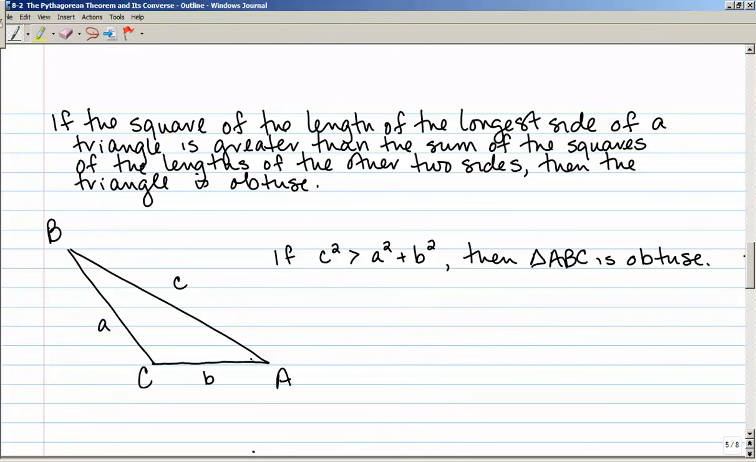The other theorem says if the square of the length of the longest side is greater than the sum of the squares of the other two sides, then the triangle is obtuse. So if the longest side squared is greater than the two shorter sides squared and added together, then it's obtuse. So this angle C here is not a right angle. It's actually going to be an obtuse angle, and this makes it an obtuse triangle.